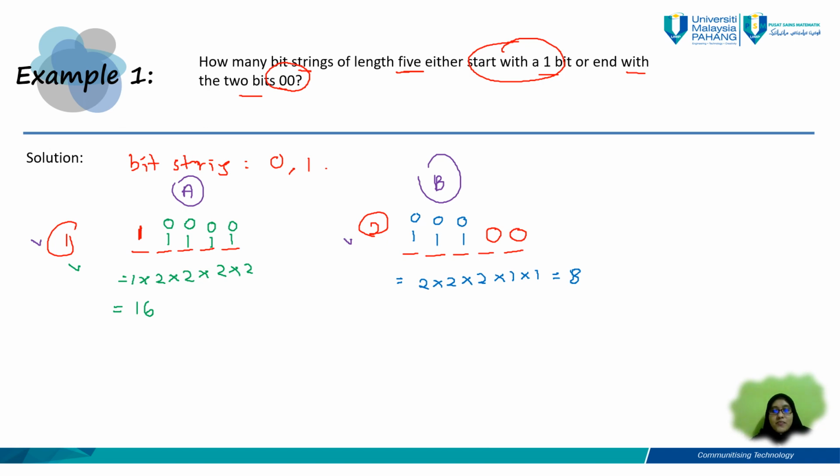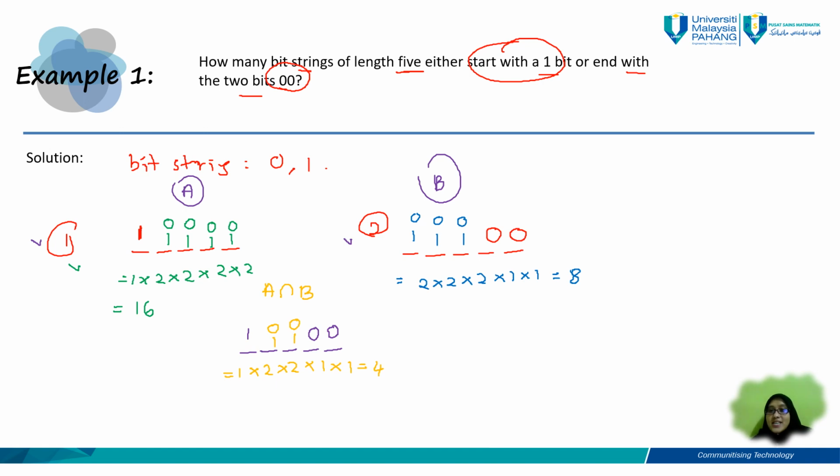Again, we have 5 places: 1 2 3 4 5. Let's say it starts with 1 and at the end we have 0 0. In the middle we have 0 or 1, 0 or 1. So the total is 1 times 2 times 2 times 1 times 1, which is 4. So this becomes A intersect B.